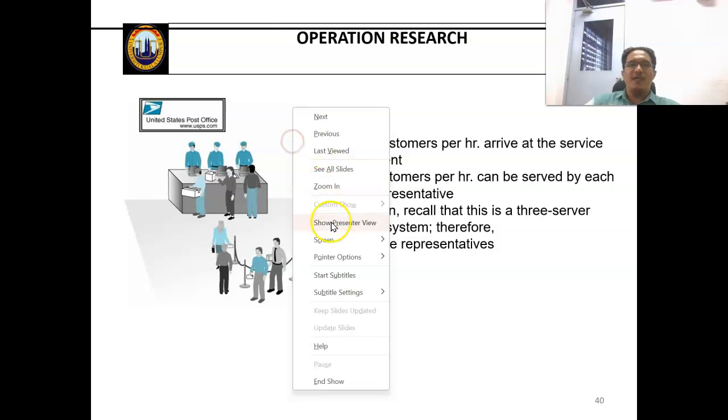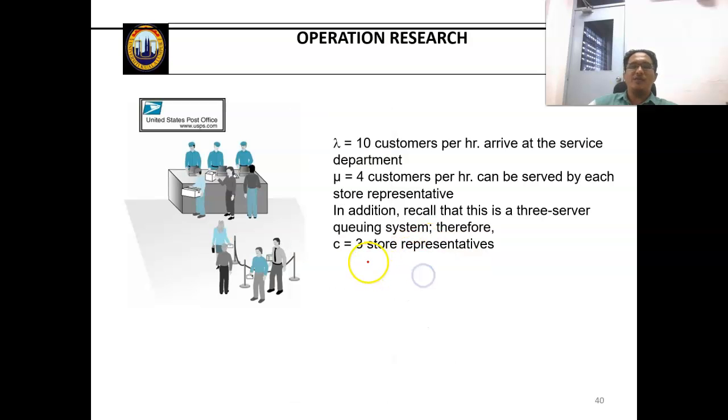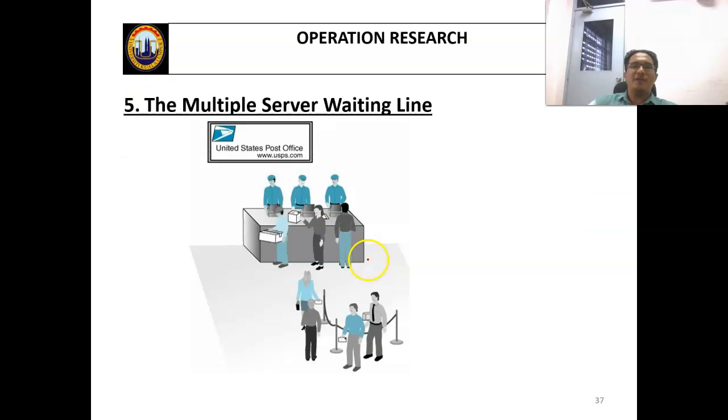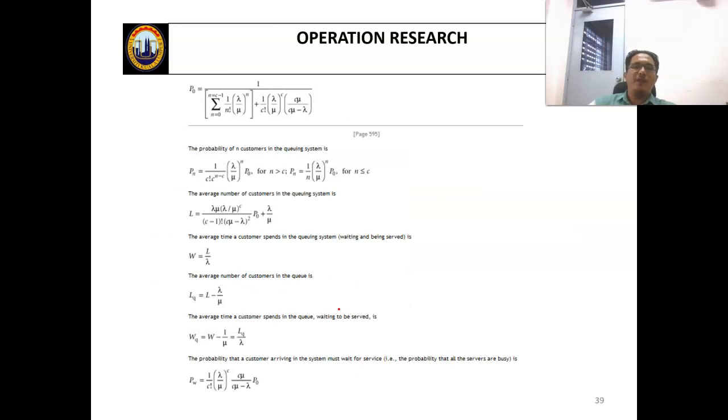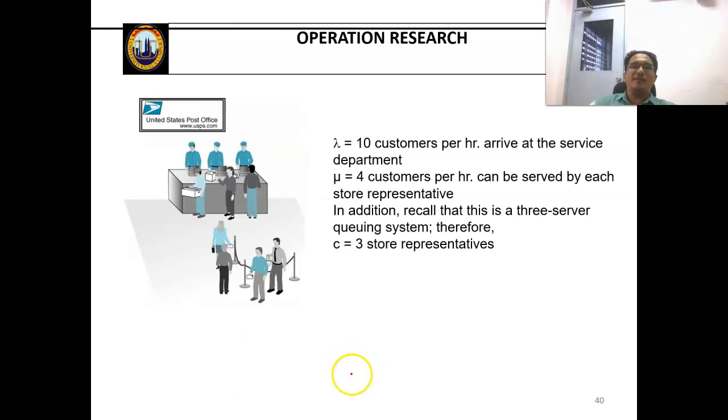So now we are in part two of the multiple server. What I mentioned in part one, the last theory of the basics of the queuing system is the multiple server. In part one, we have seen the formula of the multiple server, and now we go for the example.